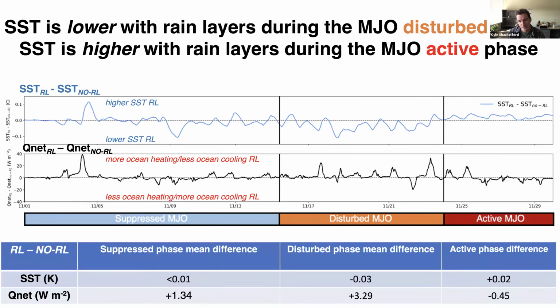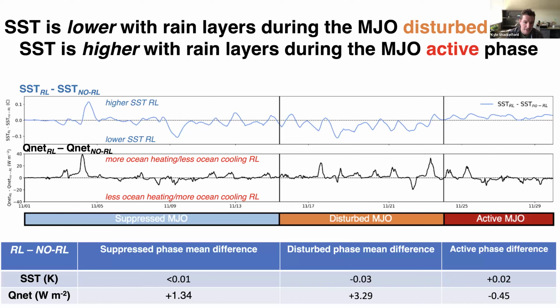But if we look at the MJO disturbed phase and MJO active phase, we can see during the disturbed phase, the domain mean SST is reduced with rain layers across almost the entire period. And if we look at the MJO active phase, we can see SST is increased during this period with rain layers across the entire active phase.